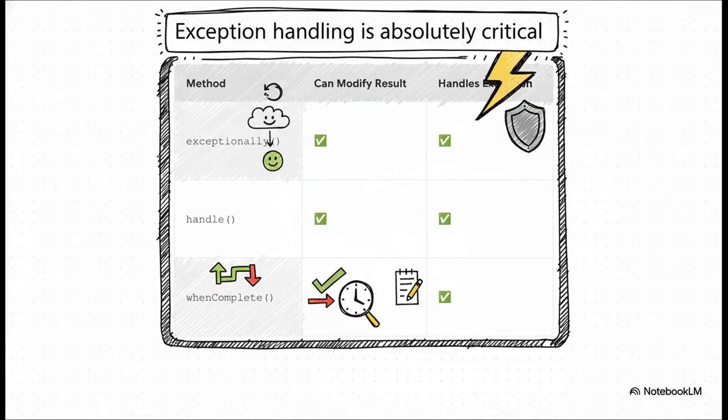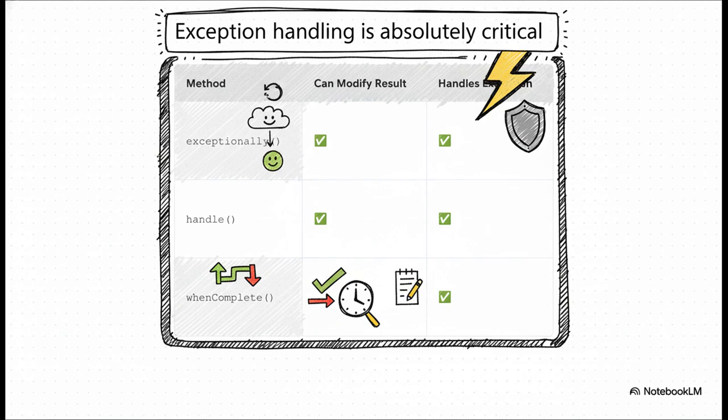Let's be real, things are gonna fail. Handling exceptions in an async pipeline is absolutely critical. You've got three main tools here. First, exceptionally. Think of this as your plan B. If an exception happens, this method catches it and lets you provide a default fallback value.